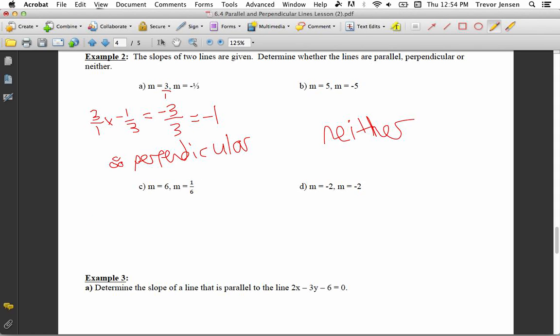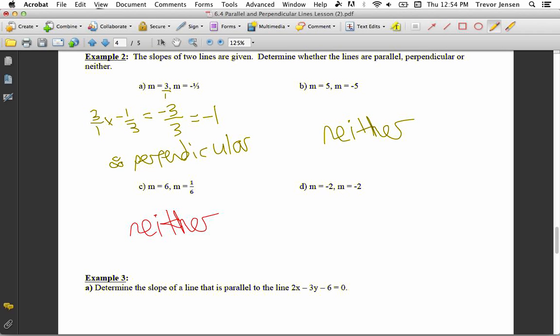Another way you could check, you can multiply your slopes together. So 6 over 1 times 1 over 6. Check and see if the product equals negative 1. In this case, the product is actually positive 1. So that's not equal to negative 1. Therefore, they're neither as well. Okay. So, neither.